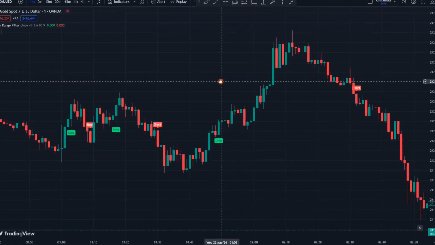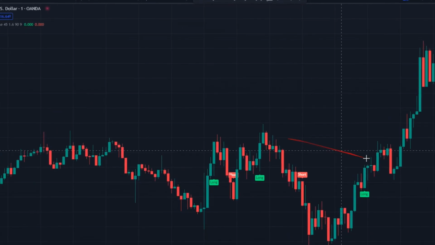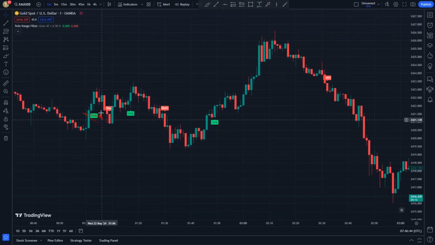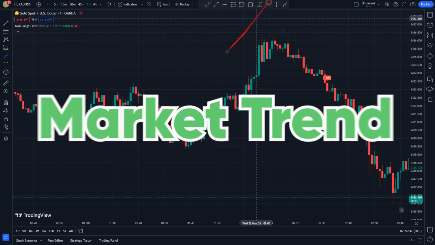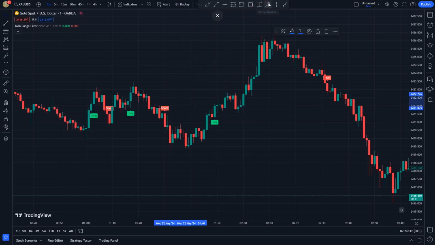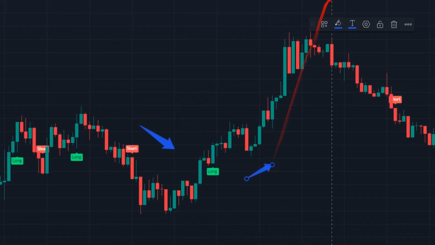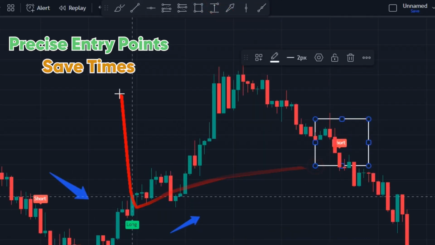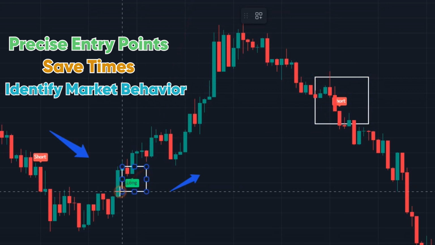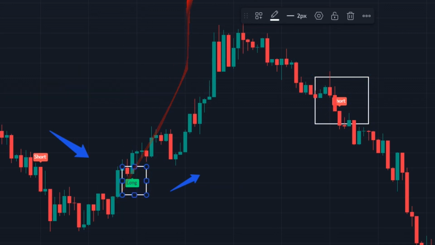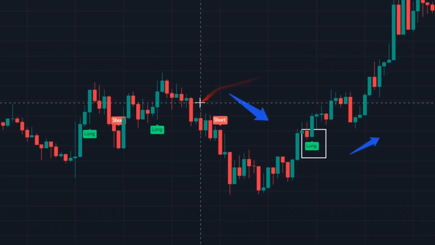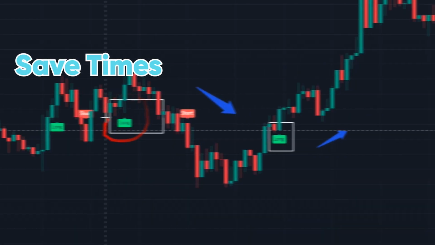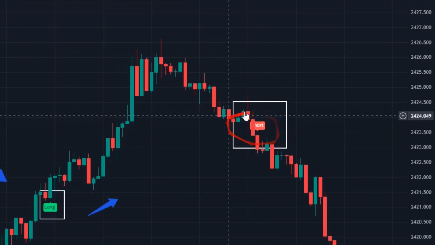After the settings are done, I'll explain how to use this indicator and which parts are important for us. This indicator helps us greatly in identifying the market trend and preventing entering trades in aimless fluctuations. It provides traders with precise entry points, saves time, and helps us identify market behavior. So, this indicator has 2 very good features. One, it helps us save time, and the other, it helps us find precise entry points for trades.